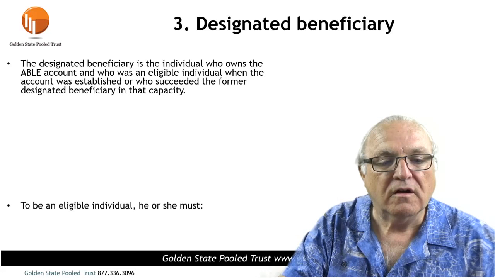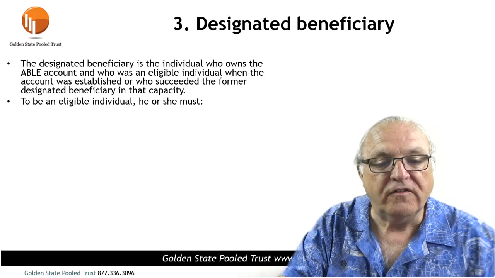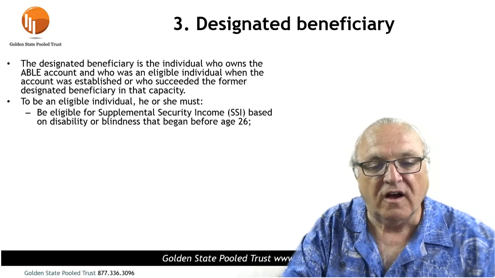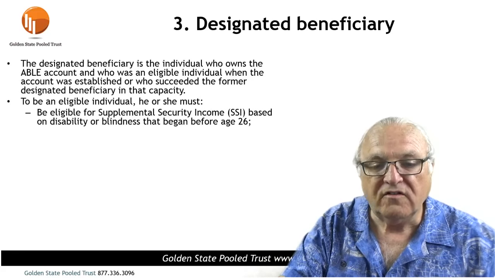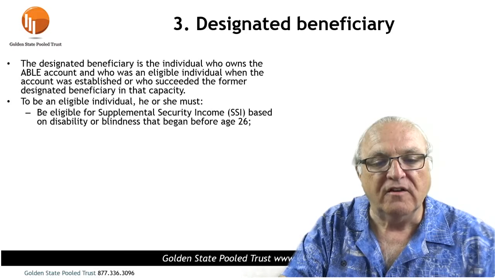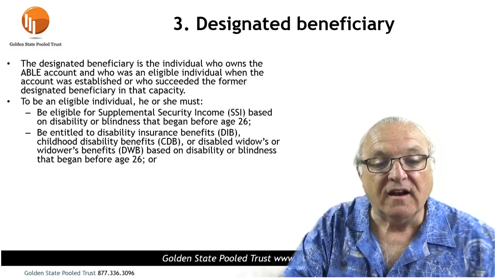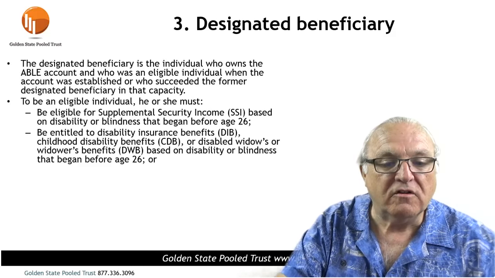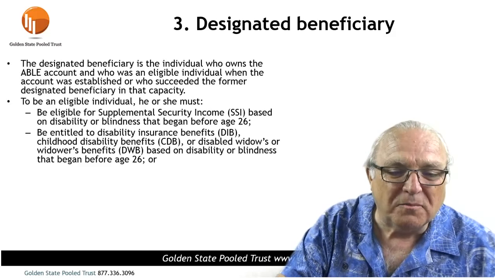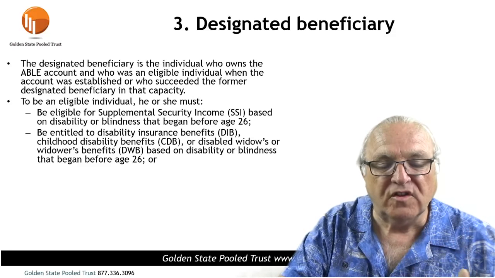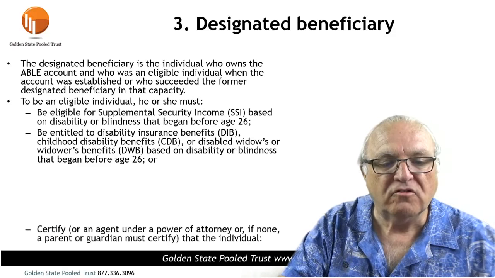accounts are concerned. To be an eligible individual, he or she must be eligible for Social Security, for SSI or SSDI based on a disability or blindness that began before the age of 26. To be entitled here to disability insurance or childhood disability benefits, so you need to be on one of the disability related programs to be eligible.